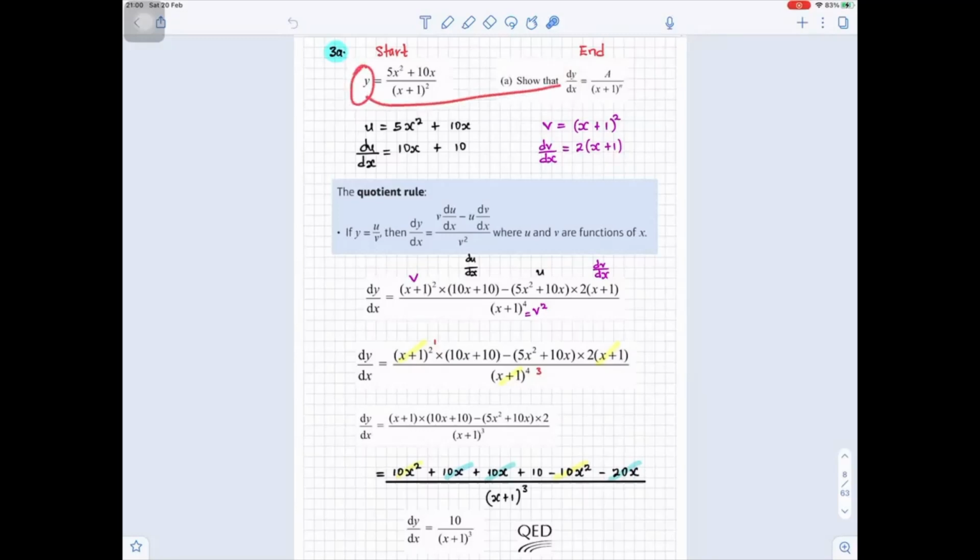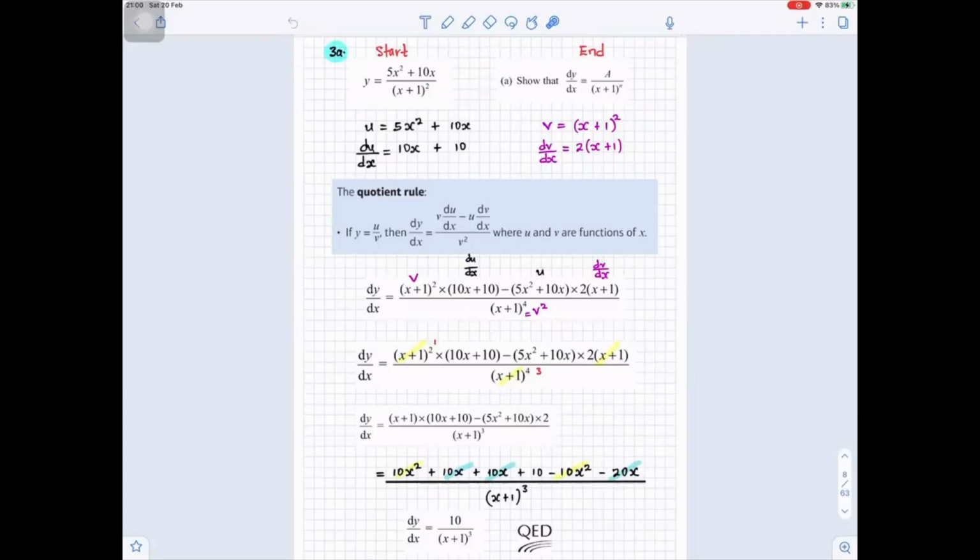To get from y to dy over dx, it means we differentiate. How do we differentiate that fraction? We use the quotient rule, and this is the quotient rule here. That's the formula for the quotient rule, which you can get from the formula booklet, although it's written slightly differently. The one at the top, the numerator, is u, and the denominator is v.